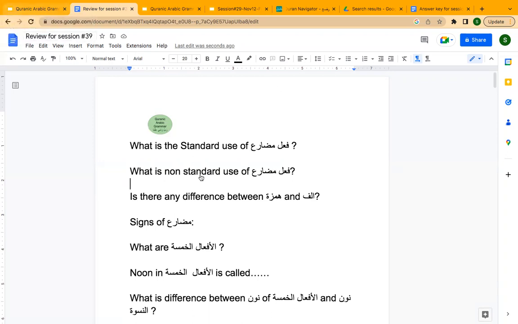Sometimes we see fi'l mudari being used for events of the past. Yes, to paint a picture of something that has happened in the remote past, and Allah subhanahu wa ta'ala wants us to visualize the scene. For example, there were battles that happened in the past. And just to help us visualize those battles, what was happening there, Allah subhanahu wa ta'ala will make it present tense instead of past tense, right?